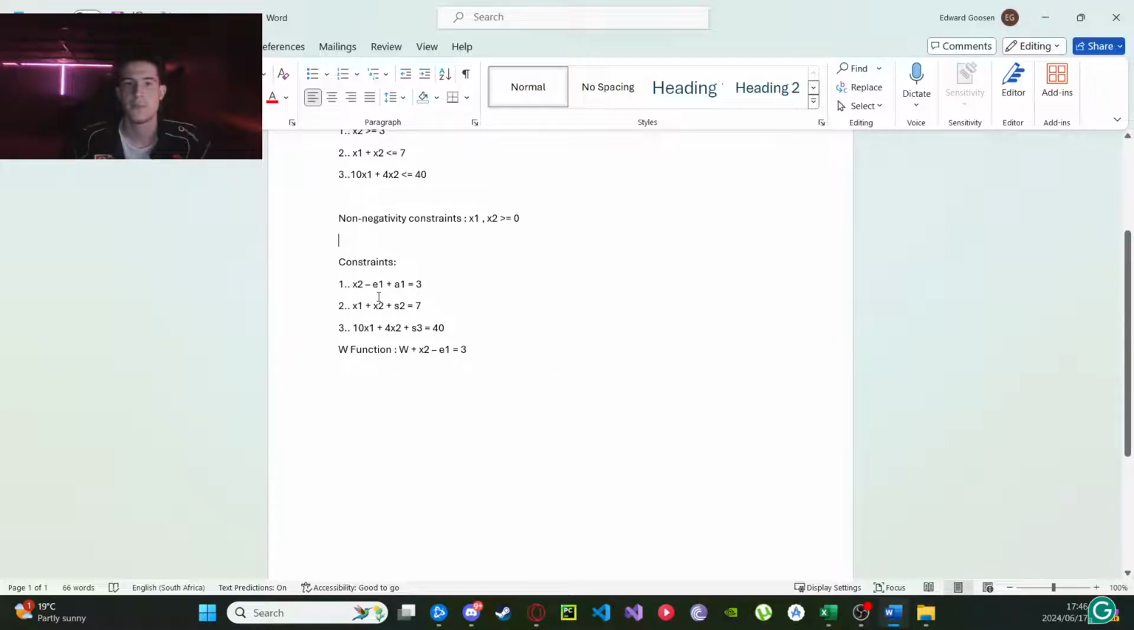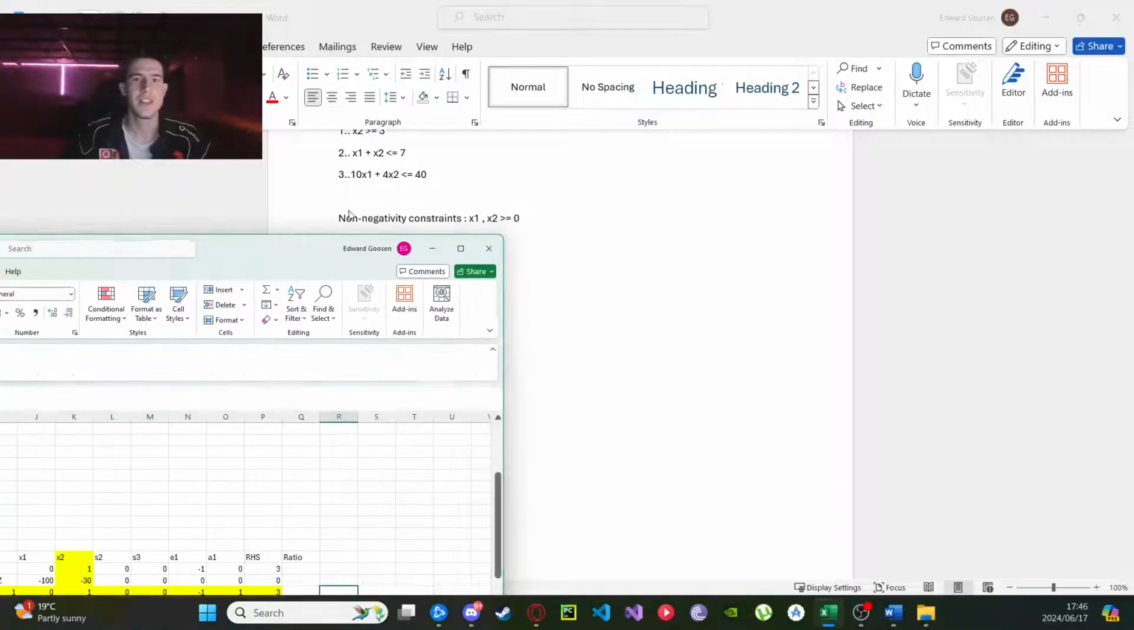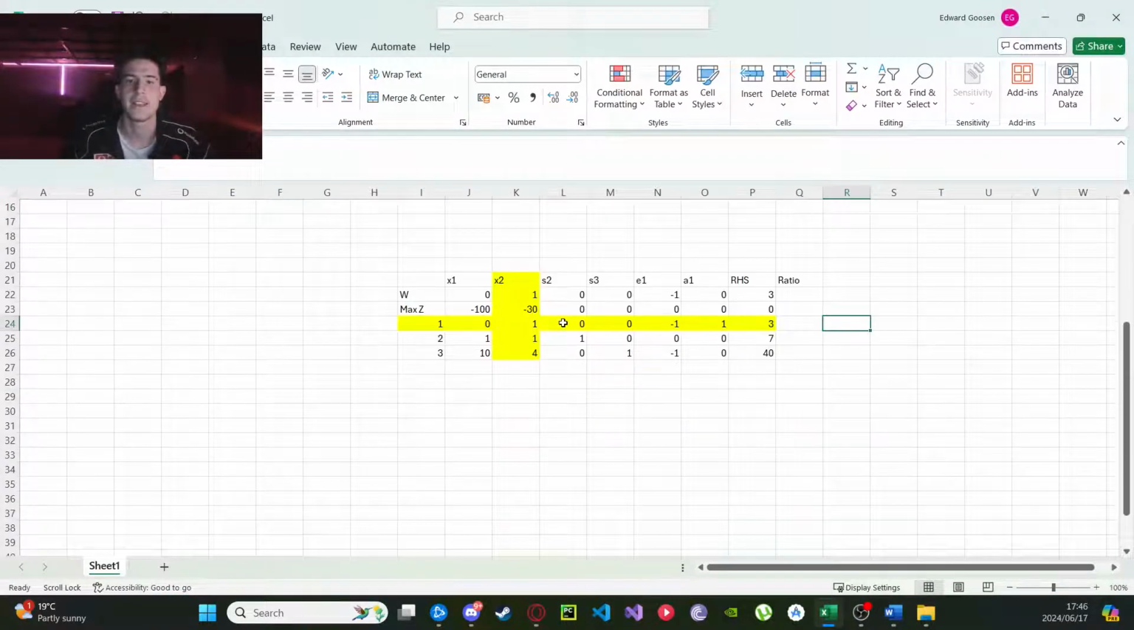The rest are slack variables, and our first constraint is going to stay the same, even though it is very similar to our W function. So let's look at actually formulating our tableau over here. It's going to be all the same: x1, x2, s2, s3, e1, and so on and so forth. What you could have done is added the e1 and the a1 variables at the start, but I didn't do that. I just added them at the end. It's just whatever you prefer.